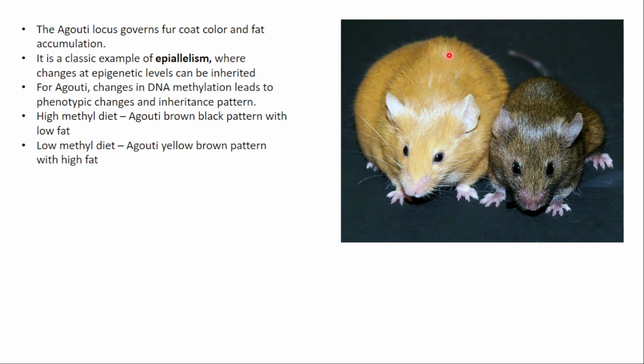So the mother might be yellow agouti, but if you feed the mother a high methyl diet, then the progeny will acquire the brown black pattern. And if you feed the mother a low methyl diet, the progeny will acquire the yellow pattern, even if the mother is black. So irrespective of the mother, whatever diet is fed, the next generation can have epigenetic changes due to increases and decreases in methylation levels, and then this agouti locus will produce a different phenotype.